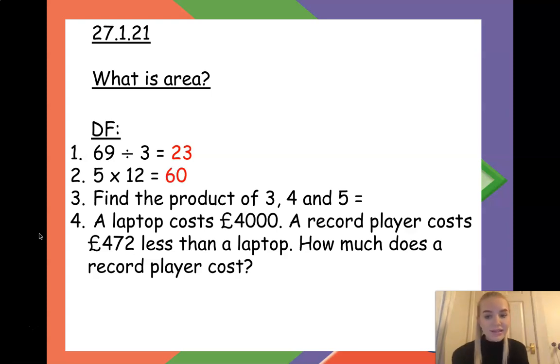The answer is 60. Number 3, find the product of 3, 4 and 5. Well, we know that when we're finding the product of numbers, they are being multiplied together. So 3 multiplied by 4 is 12, multiplying that by 5 giving us 60.